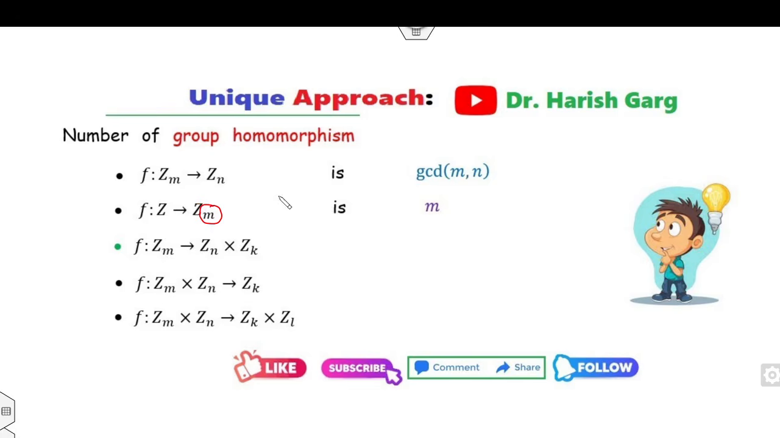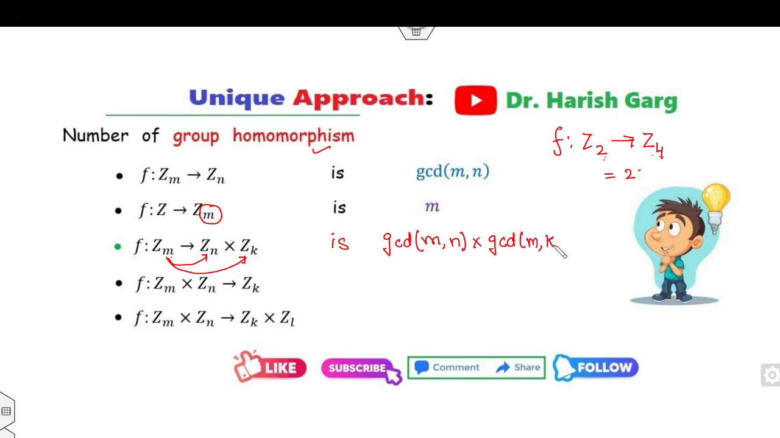Similarly, can you tell how many group homomorphisms there are from Z2 to Z4? What is the GCD of 2 and 4? 2. The answer is 2. How many group homomorphisms from Zm to Zn cross Zk? That is again the GCD of m and n, times the GCD of m and k.